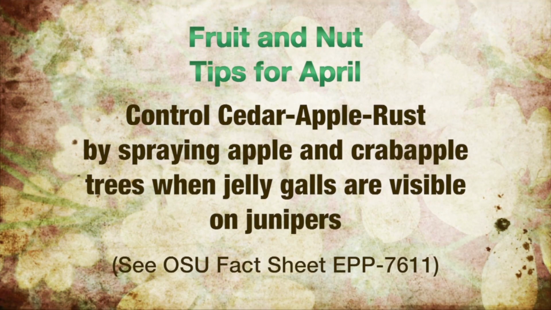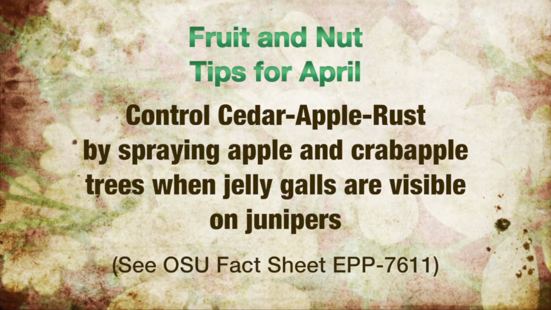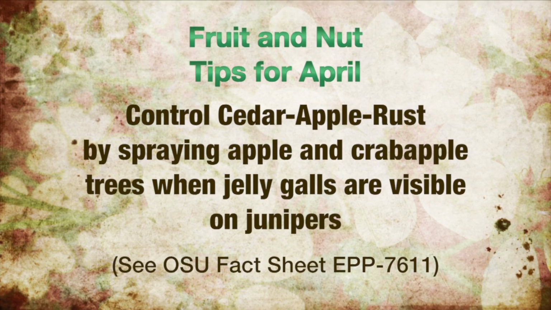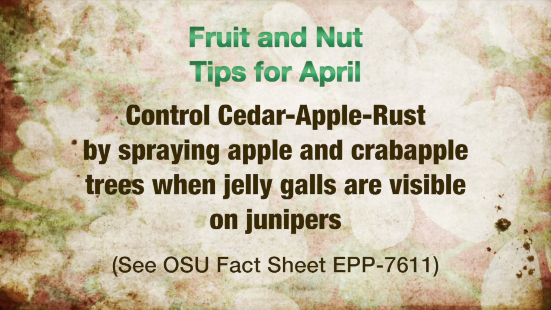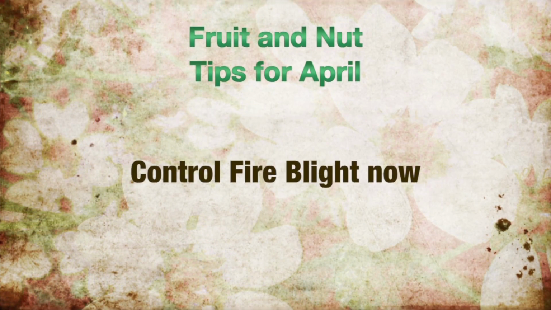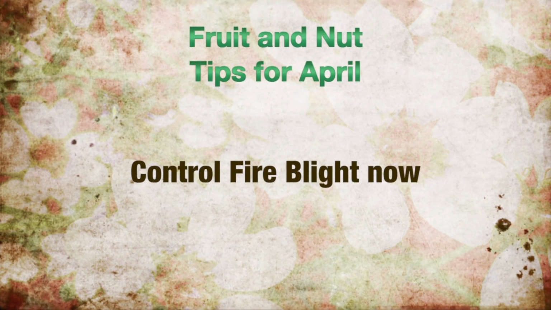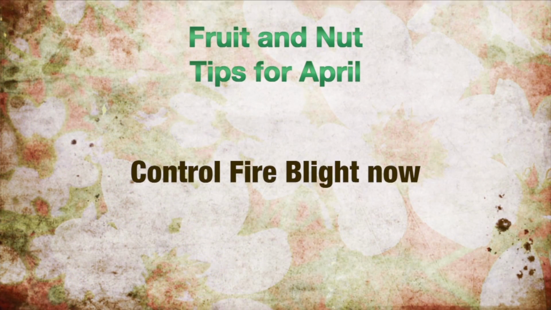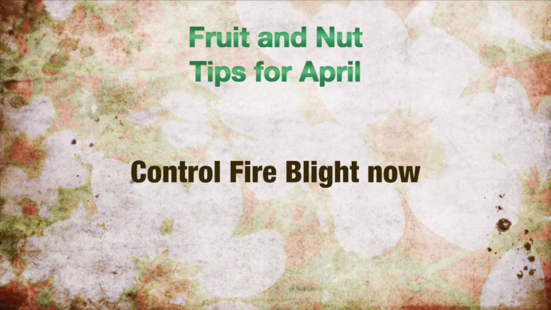When the orange jelly galls are visible on the juniper or the cedars following a rain, begin treating apple and crabapple trees with a fungicide. Fire blight, a bacterial disease, can also be controlled at this time. Plant disease-resistant varieties to avoid diseases.